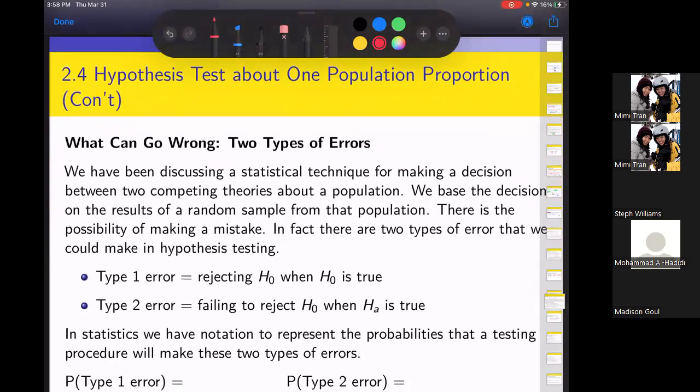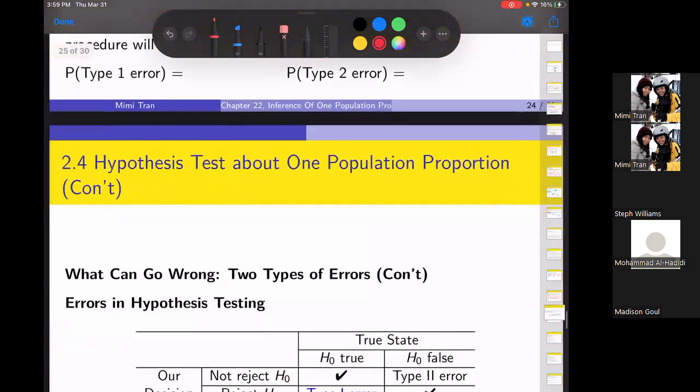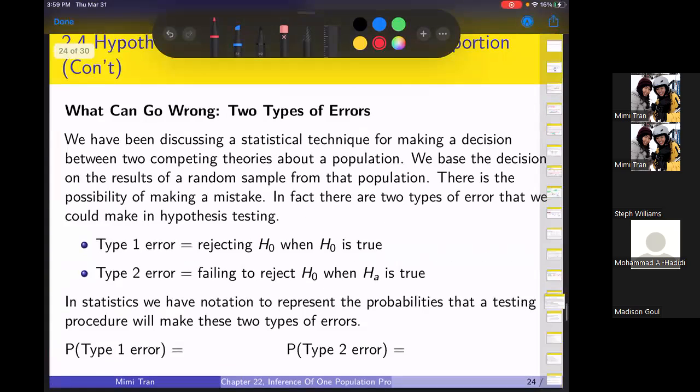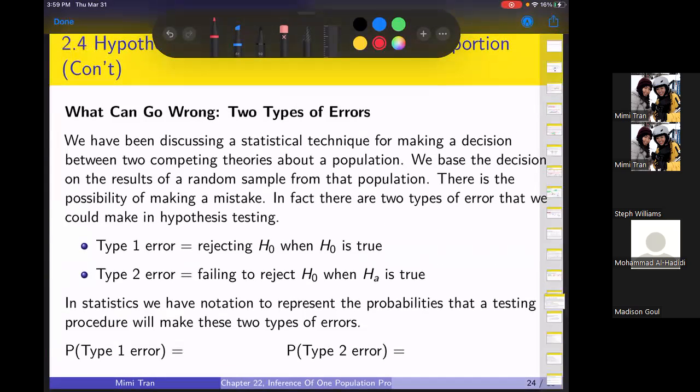I know the names are awesome. Type 1 error, type 2 error. Type 1 error is that you reject H naught when H naught is true. To understand this, I want you to remember what we talked about. What is H naught? H naught is someone is innocent. The accused is innocent. Let me write it down here. H naught is someone is innocent, and HA is guilty, versus HA where someone is guilty.